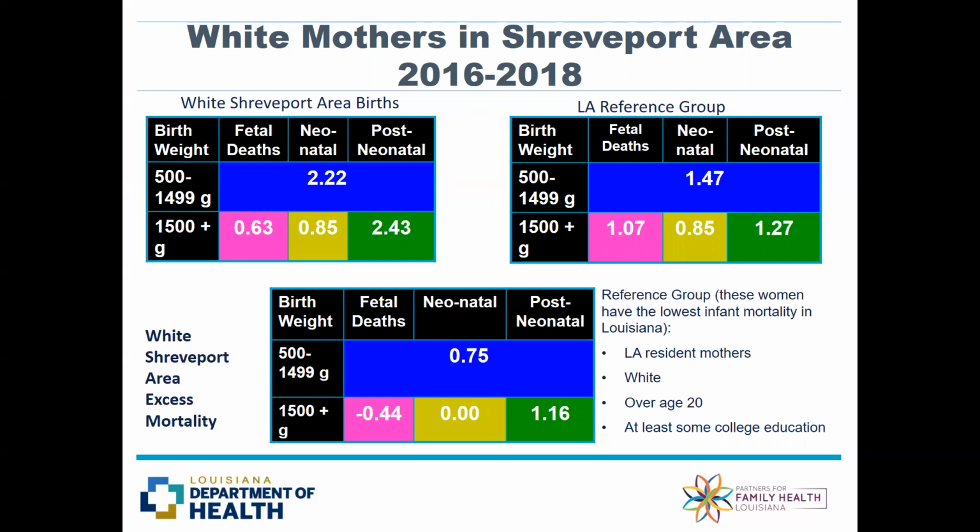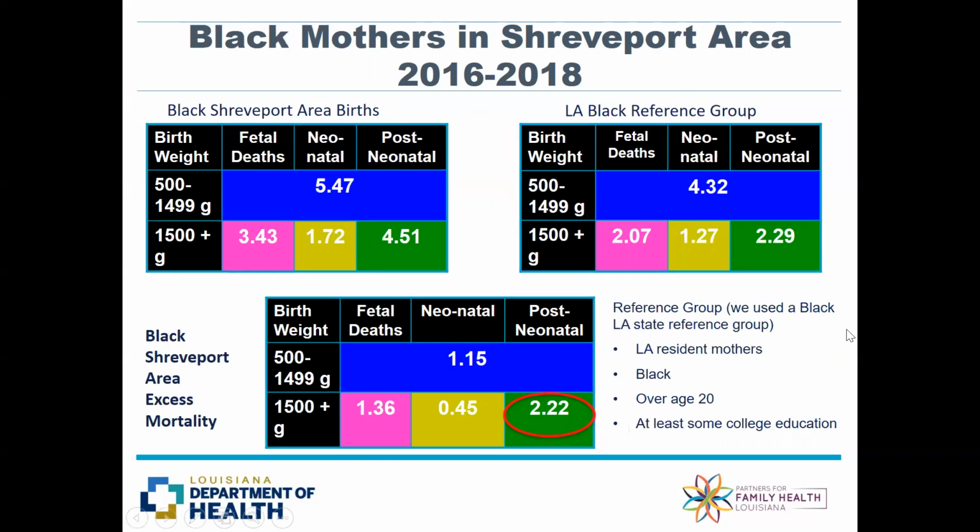I just wanted to make a small note that in this pink celled maternal care cell, you see that there's a negative excess mortality. That shows that the target group actually has less mortality than the reference group of mothers with the best outcomes. Then I looked at Black infants, and I saw that the infant health cell was where most of the excess mortality fell. This is almost double the excess mortality in white mothers. So it's 2.22 in Black mothers compared to 1.16 in white mothers.